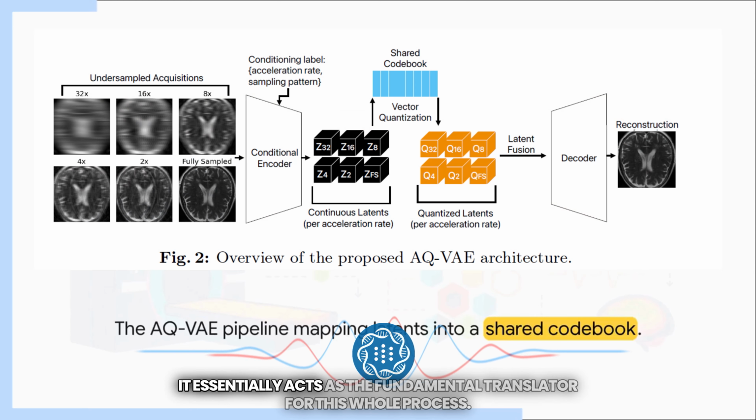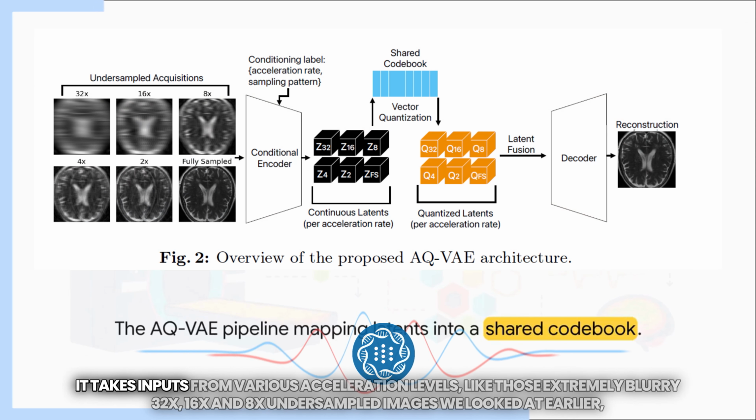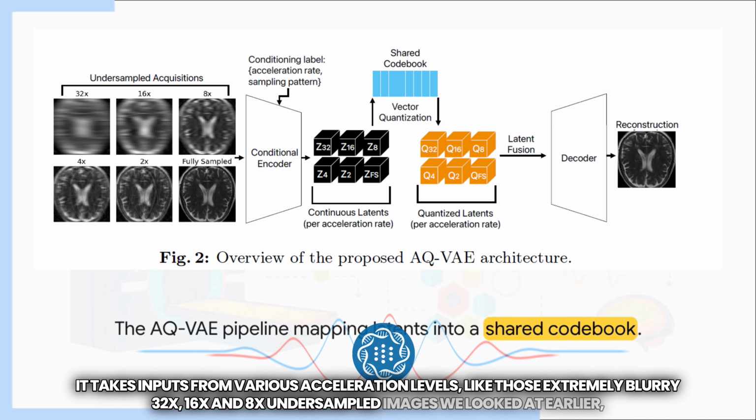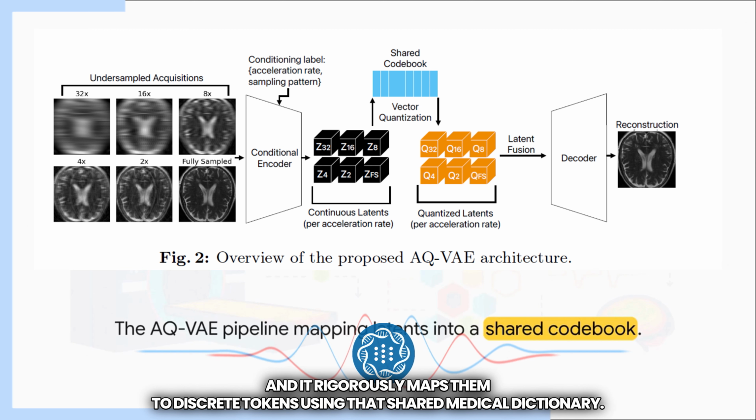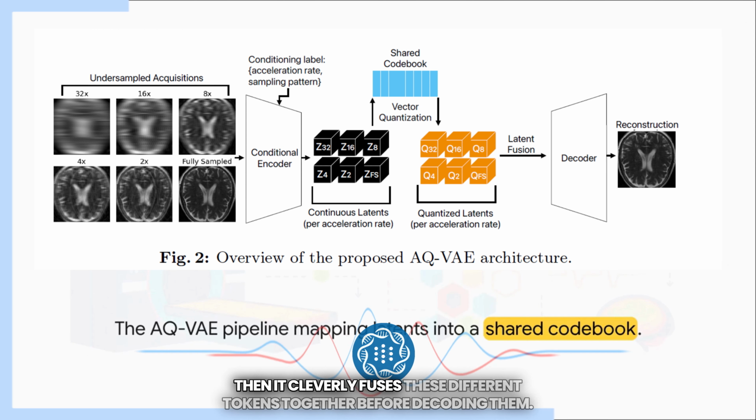It essentially acts as the fundamental translator for this whole process. It takes inputs from various acceleration levels, like those extremely blurry 32x, 16x, and 8x undersampled images we looked at earlier, and it rigorously maps them to discrete tokens using that shared medical dictionary. Then, it cleverly fuses these different tokens together before decoding them.